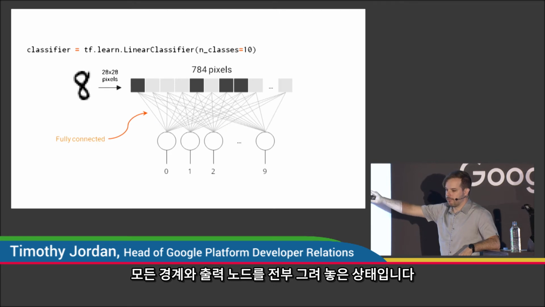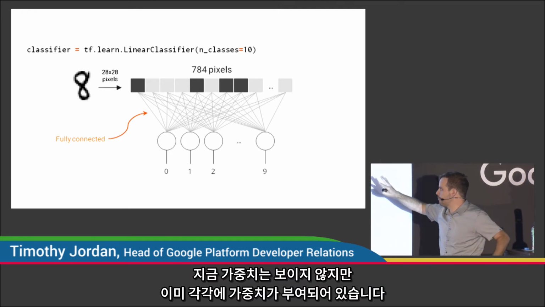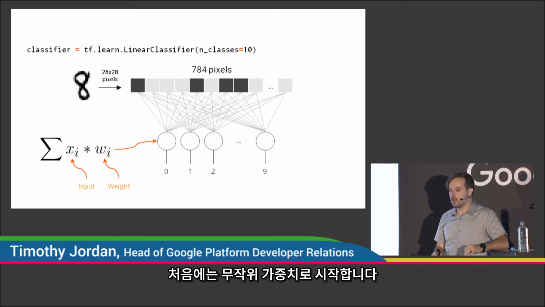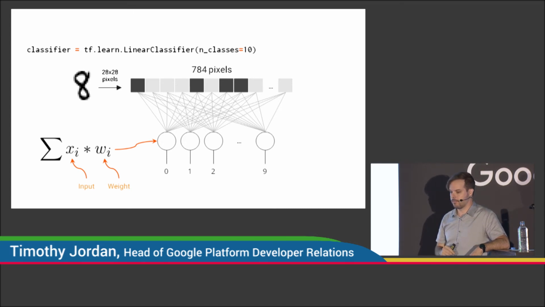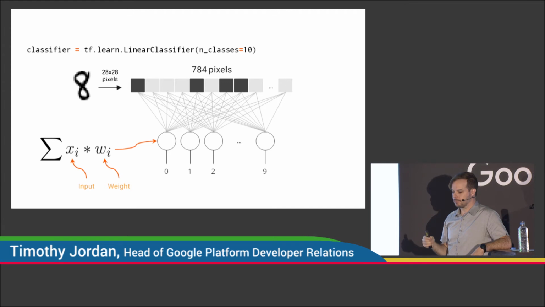Now, this is fully connected. This is where we've drawn all the edges to all the outputs. And the weights are no longer shown, but each one will have one. And initially, we start with random weights. To predict the label for each image, we multiply each input value by its weight and sum up the evidence for each output node.